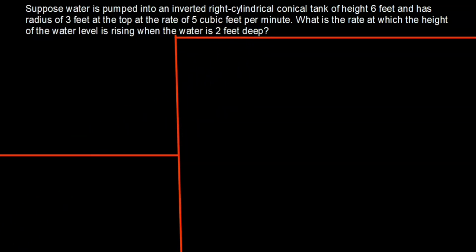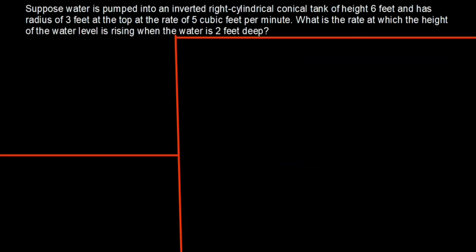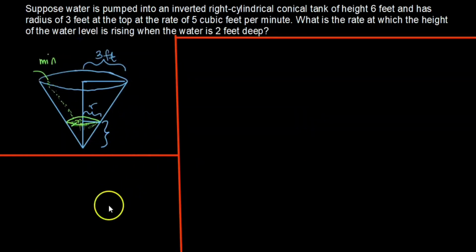First of all, you want to draw a diagram to represent what you're given. I've already drawn my diagram. Here we have 5 cubic feet per minute. That is the water being pumped in. If this water is being pumped in at 5 cubic feet per minute, then the radius at the top is 3 feet, the height is 6 feet.